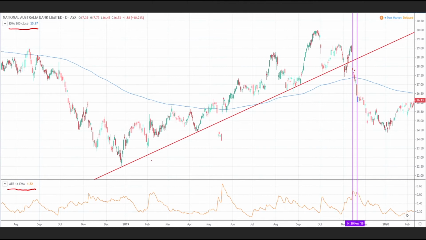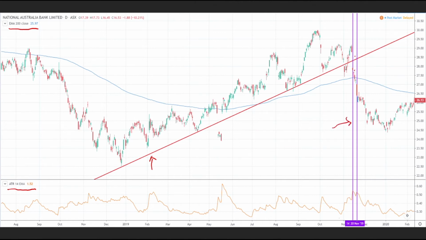And we've also got a trend line here. As you can see, this is National Australia Bank, ASX code NAB. And you can see that overall, it's been in an upward trend since around the end of 2018, start of 2019 period. Overall upward trend. Now, the first point that I wanted to focus on was this purple line right here.